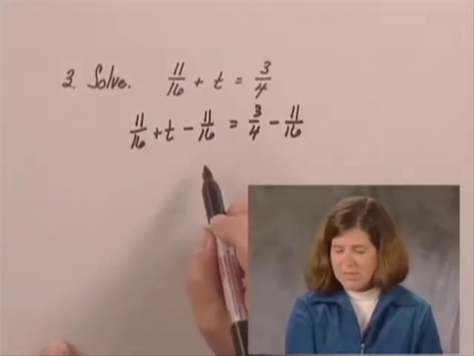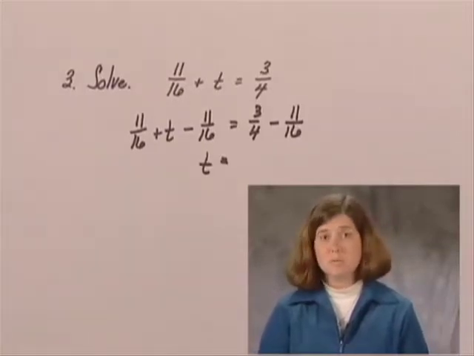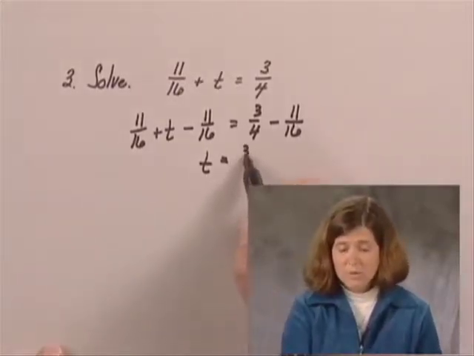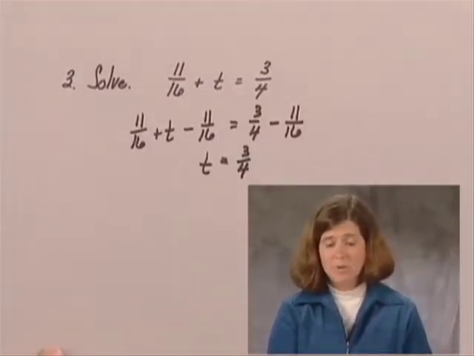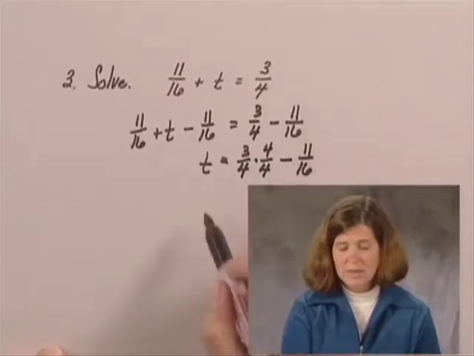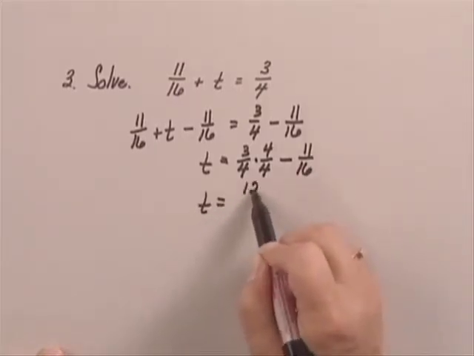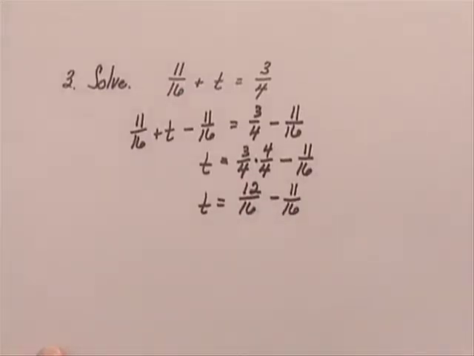This side simplifies to T, and on the right side we want to get a common denominator in order to subtract the fractions. 3/4, since 16 is a multiple of 4, 16 is our least common multiple of 4 and 16, so we can write 3/4 times 4 over 4 minus 11 over 16, and we have 12/16 minus 11/16. We now have a common denominator, so we can subtract numerators. 12 minus 11 is 1, and we write that over the common denominator, 16.